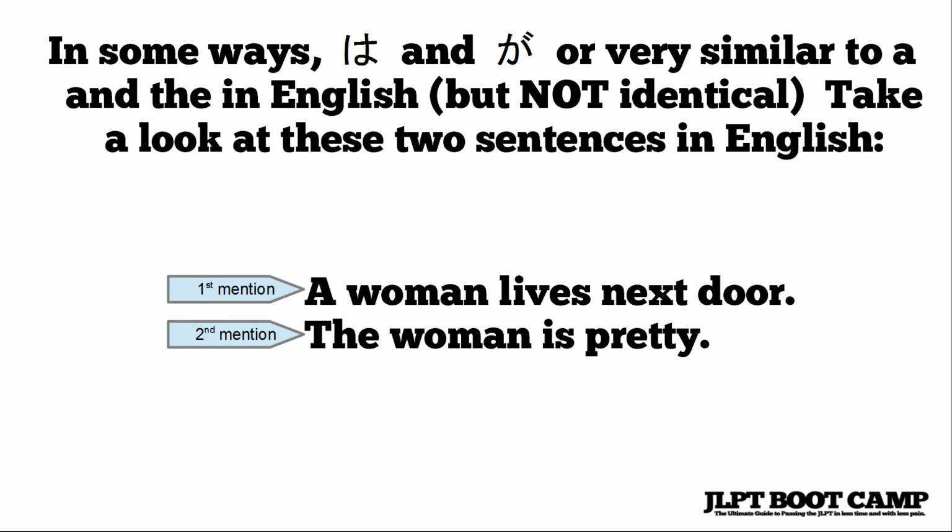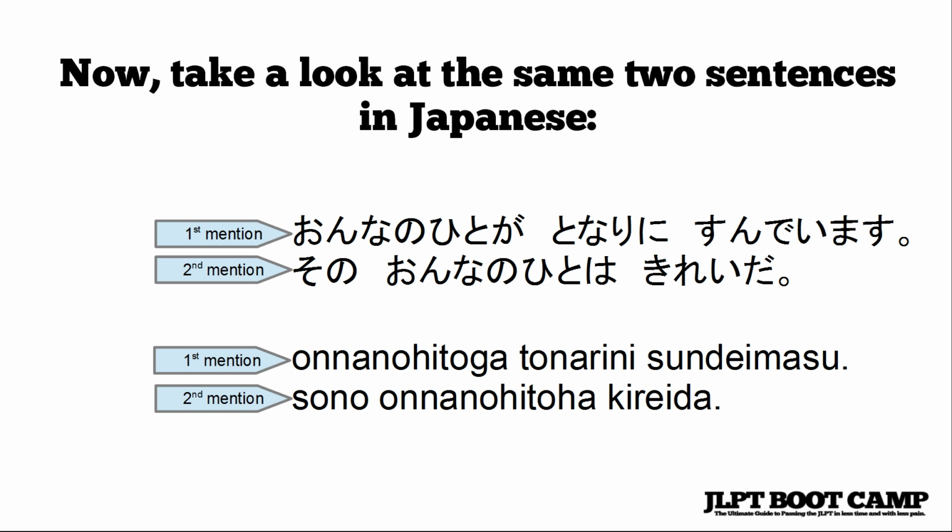Now in Japanese, if you look at these sentences, you kind of have a similar thing going on with ga and wa that you do with a and the. So the first mention would be onna no hito ga tonari ni sunde imasu. So a woman lives next door. It's the first mention. We use ga. And the second mention would be sono onna no hito wa kirei da. So that woman we mentioned before is pretty. So you can see here, ga for the first mention, wa for the second mention.